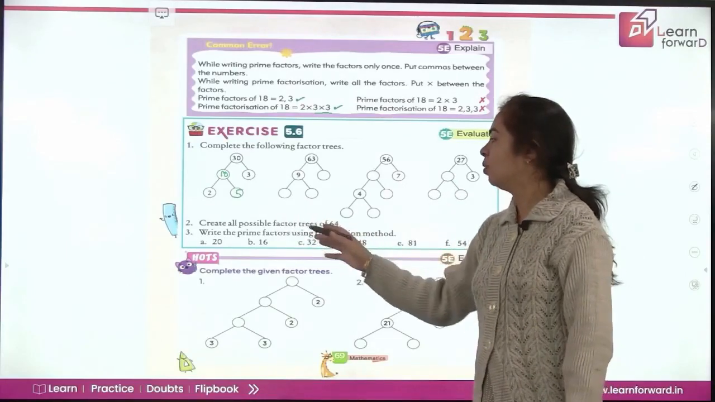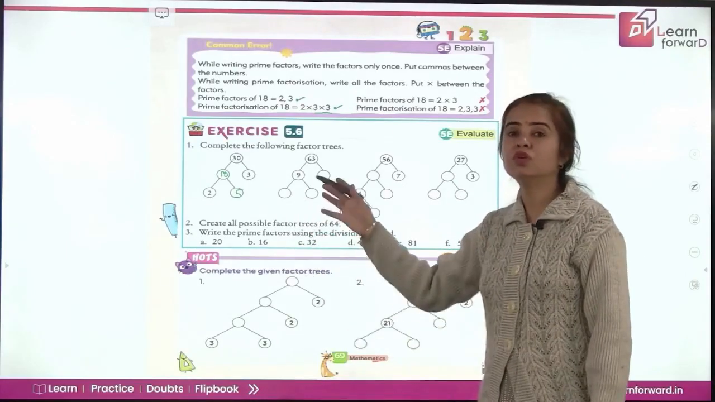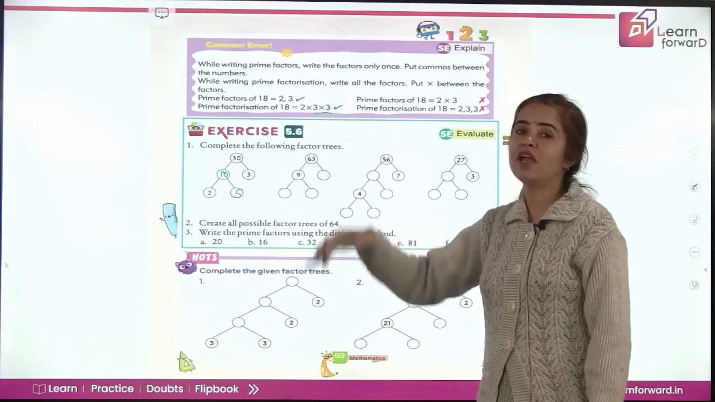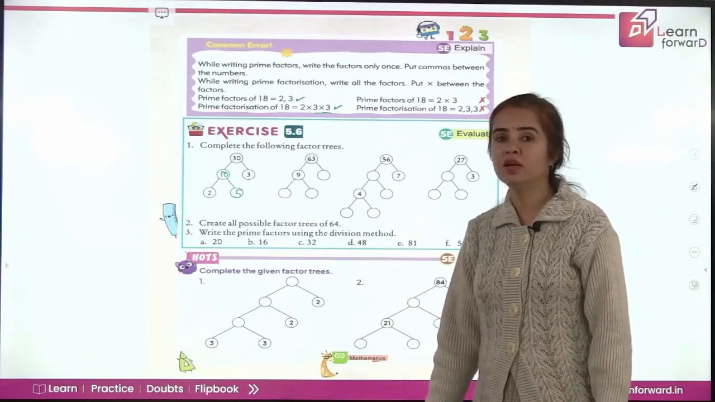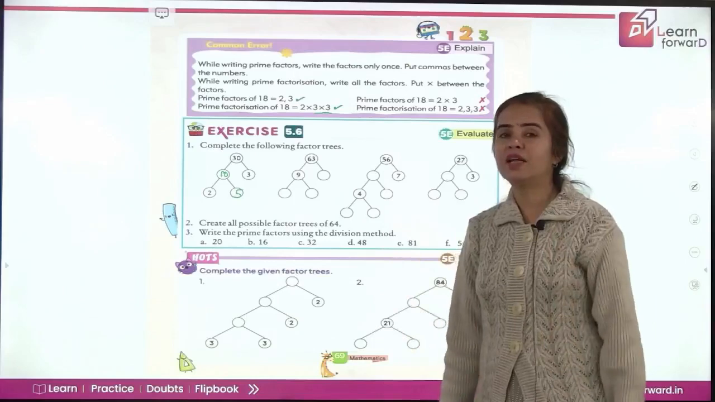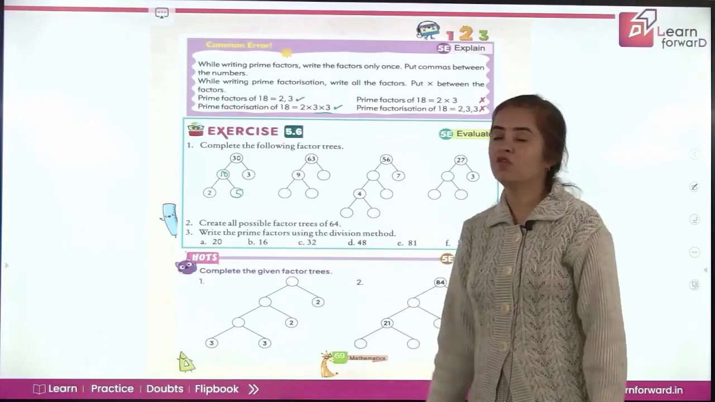Now create all possible factor trees of 64. So you'll be creating like this. Just like we have done different ways for 24, starting with different branches, similarly, you will be making for 64.